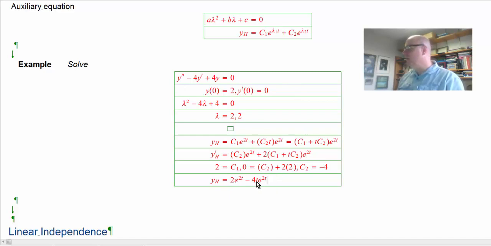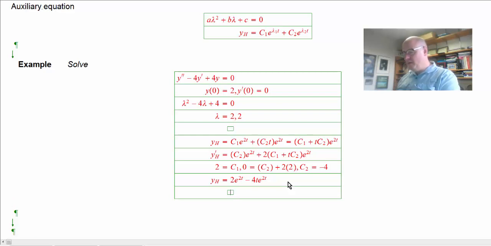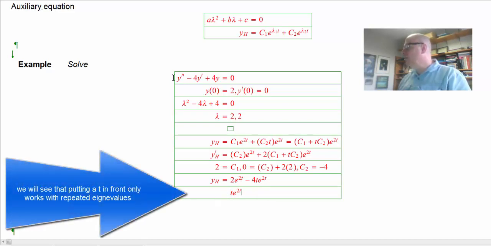How do I know that this does? I need to show that t e to the 2t is also a solution to this differential equation. I need to show that if I throw a t in front of an e to the lambda t, it's also a solution. That doesn't count as what we did in the previous video, where we took a linear combination. This is not a linear combination anymore because it's got a t in front of it. It's not just one constant times e to the 2t plus another constant times an e to the 2t. So I need to show that this satisfies this differential equation.